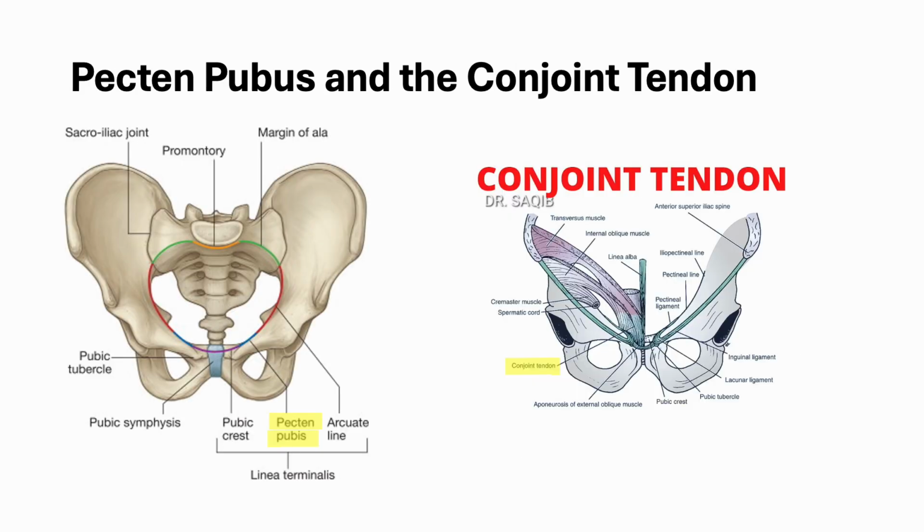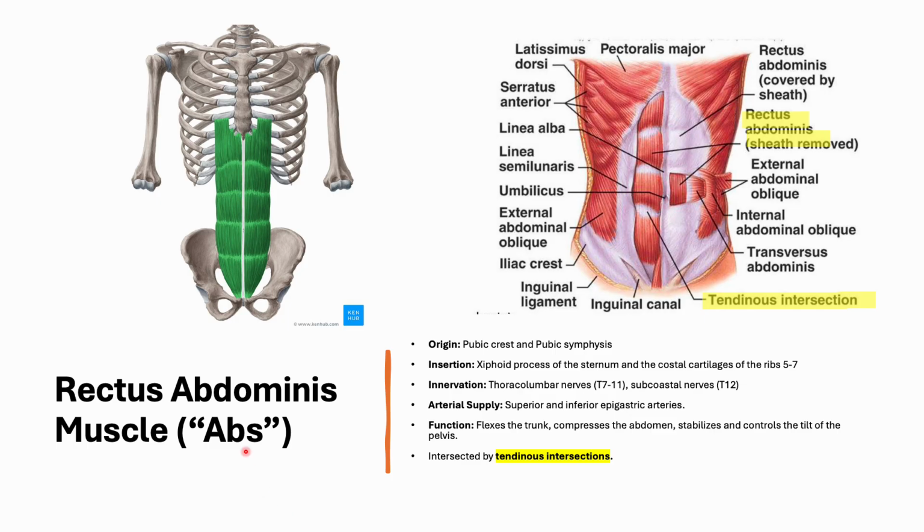All right, and then I just wanted to insert this. I remember when I was studying for this, I was like, what is a pecten pubis and what is a conjoint tendon? And there weren't many images that were really good at showing both, so we're going to kind of piece this together. But this is the pecten pubis, and I spelled it wrong, and then right here, the conjoint tendon is right here. So for a lot of those insertions, this is what they're talking about.